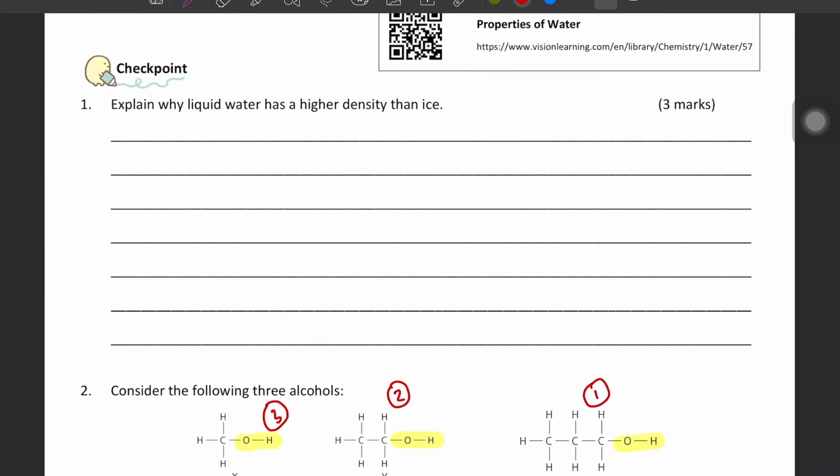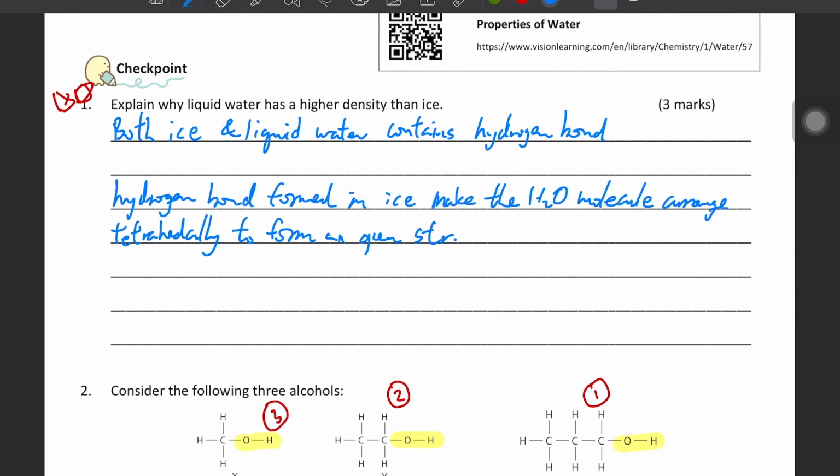Page 21, you are going to explain why liquid water has higher density than ice. Well, this is one of most typical questions you can see in the public exam, so you need to memorize the answer, okay? It's very important. The point is, both ice and liquid water, we got hydrogen bond. Let's copy down. Of course, this is the first mark. The next mark is, what is the difference? Any special in ice? Well, this is important.